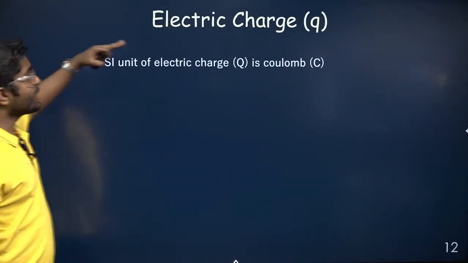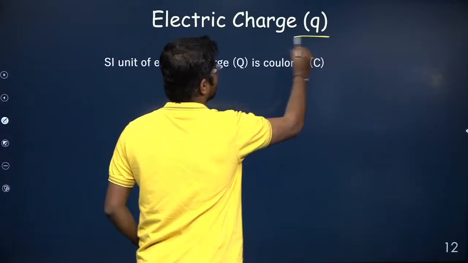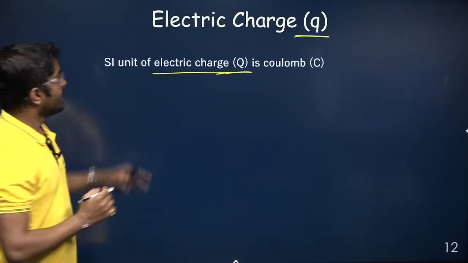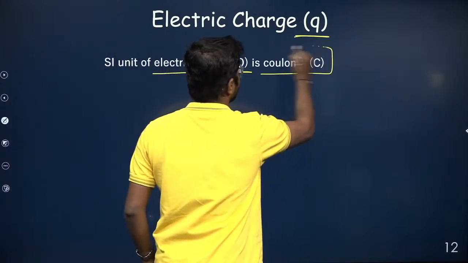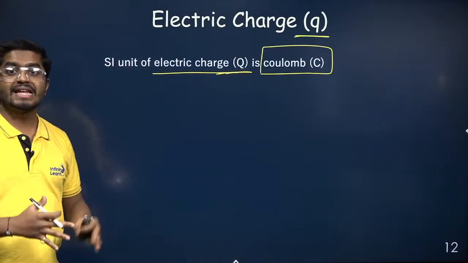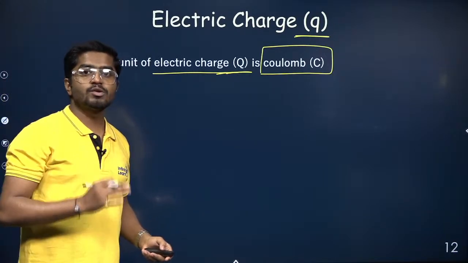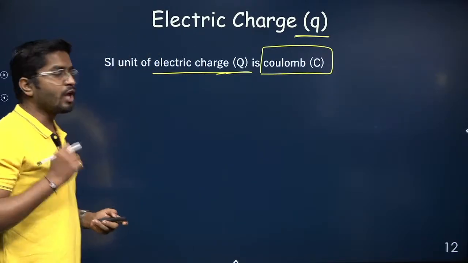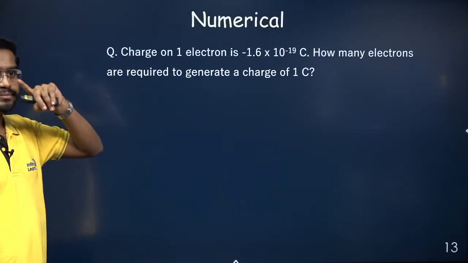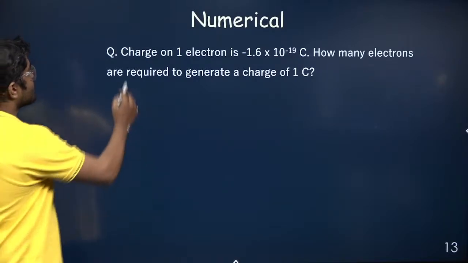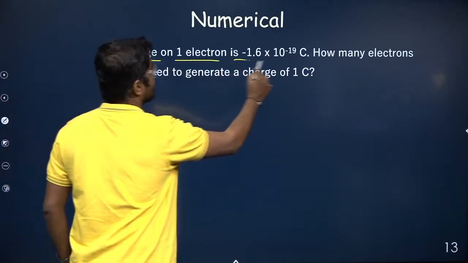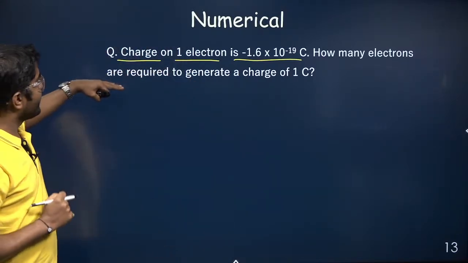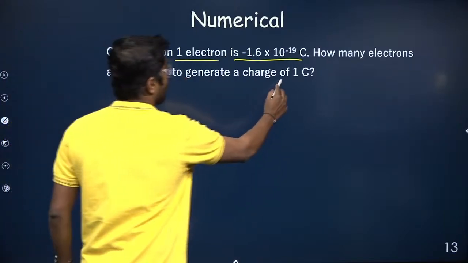Now, what is the unit? We use the symbol small q or capital Q for electric charge, and the SI unit for electric charge is the coulomb. But this coulomb is a very large unit. So we'll solve one numerical, and I'll explain why it is such a big unit. Solve this question. The charge on a single electron is this much. How many electrons are required to generate a charge of 1 coulomb?